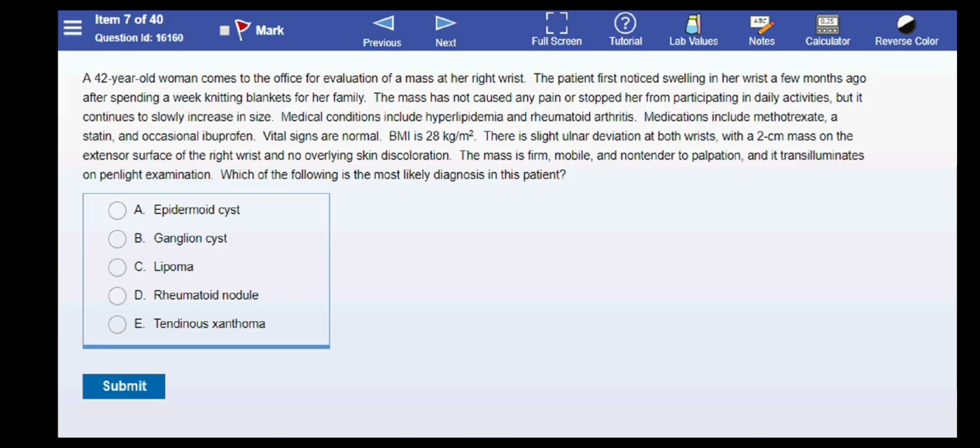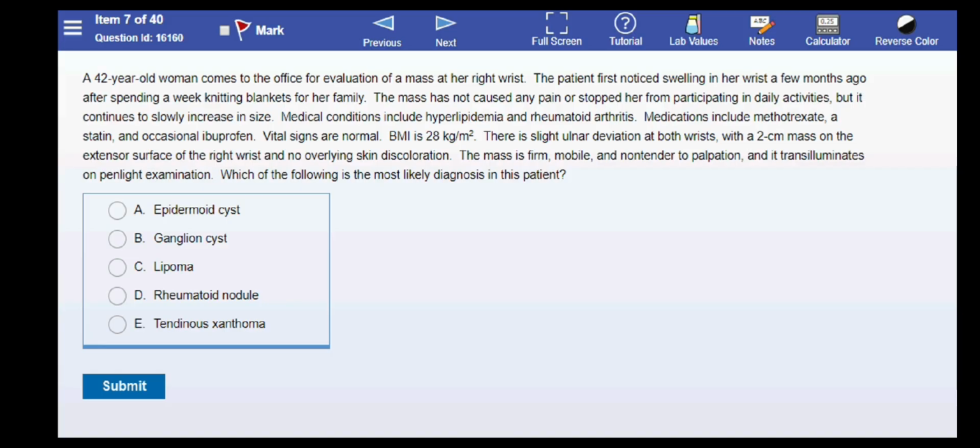Be careful when you see something like this: no pain, and it doesn't stop her from participating in daily activities, but it continues to slowly increase in size. So we have this swelling or white mass without pain. Medical conditions: we have hyperlipidemia and RA. Medications: methotrexate for RA, a statin for hyperlipidemia, and occasionally ibuprofen.